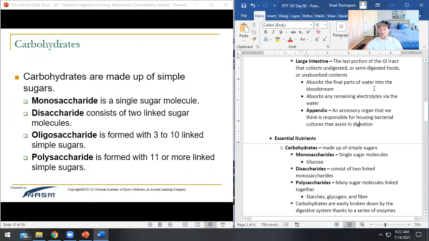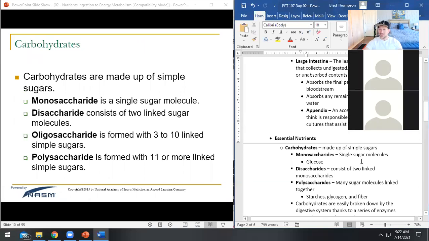Question. Okay, so what happens with the appendix that gives you so much pain that makes them want to take it out? I mean, what bacteria override? It can basically get infected. This is bacteria, right?